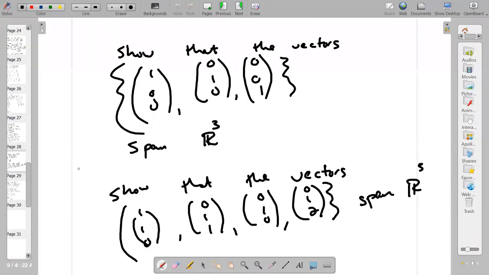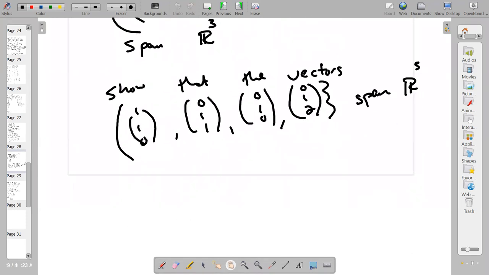The second question: you're trying to show that this set spans R3. I would point out that there's a slight difference between this set of vectors and that set of vectors. Not only are the vectors a little bit different, but there are 4 vectors in the second set, and only 3 in the first set. So if you're trying to show that the second set of vectors spans R3, you'll proceed in the same way.